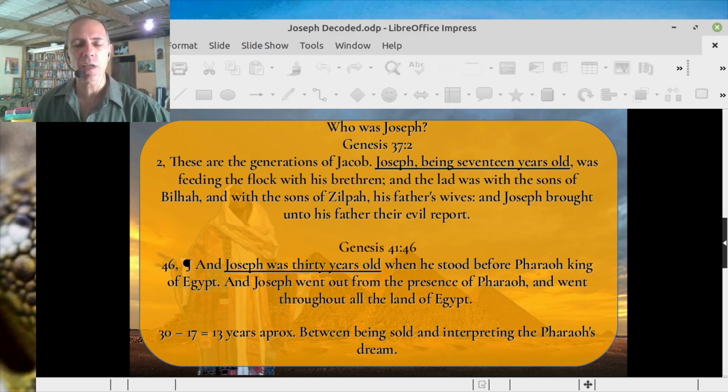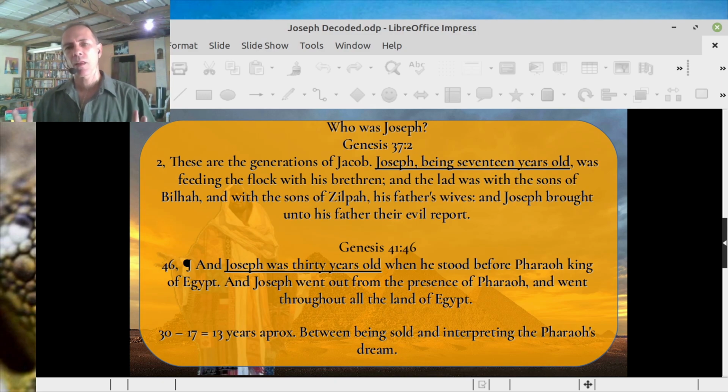And of course, Genesis 37:2, go back to that verse. It says, these are the generations of Jacob. Joseph, being 17 years old, was feeding the flock with his brethren. And the lad was with the sons of Bilhah, and the sons of Zilpah, his father's wives. And Joseph brought unto his father their evil report.